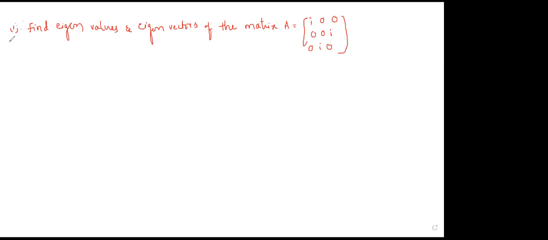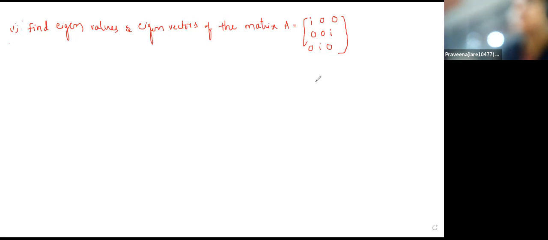Yes, ma'am. Okay. Once you see the given question, it is in complex matrices, that is [I 0 0; 0 0 I; 0 I 0]. This is also a 3 by 3 matrix. For that, first find the eigenvalues.